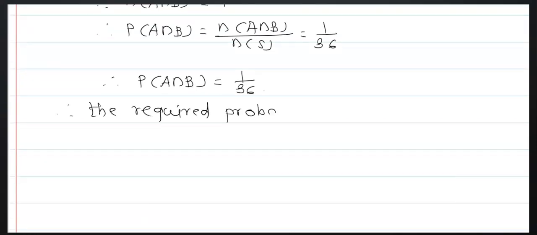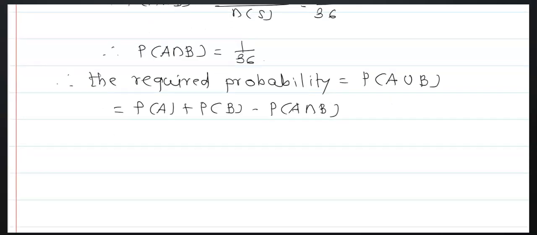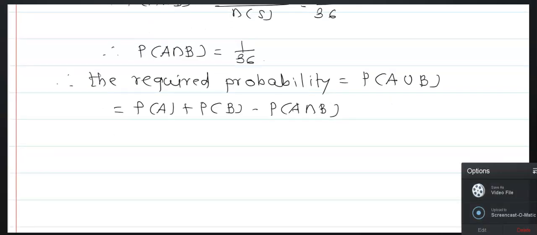The required probability P of A union B is equal to P of A plus P of B minus P of A intersection B. This is the formula.